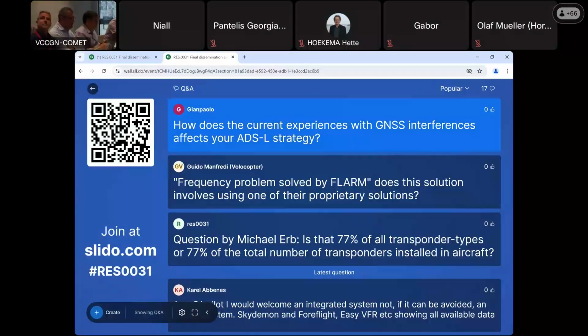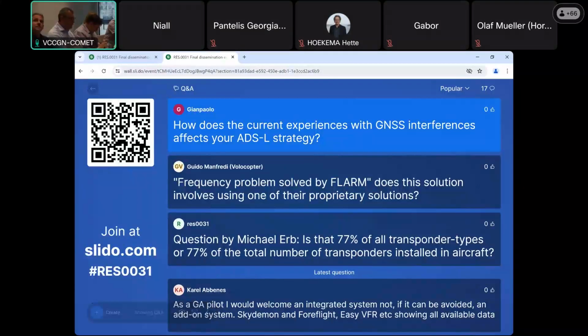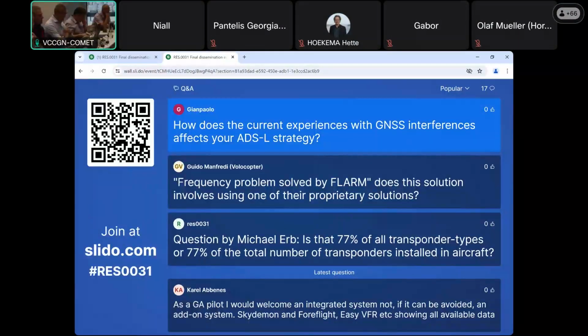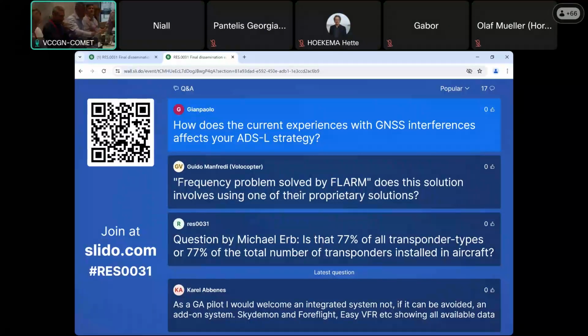So from Gianpaolo, thank you for the question. The question is, how does the current experiences with GNSS interferences affect your ADSL strategy? I think this is for EASA to answer, and we have colleagues in the call, but I'll start, and if I'm saying something incomplete or incorrect, colleagues will be able to correct or complement.